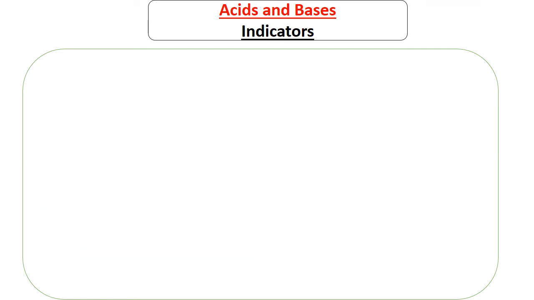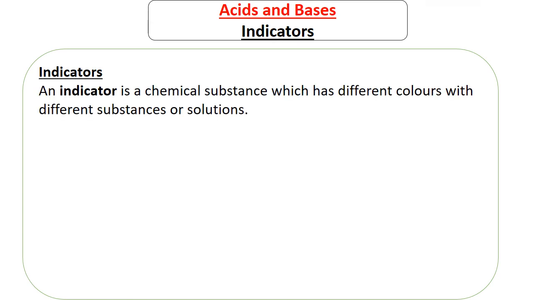Finally, we take a look at indicators. So what is an indicator? An indicator is simply a chemical substance which shows you different colors when you put it in different substances or solutions. Indicators are very important because they help us to have an idea of the nature of the solution, especially in this case, whether it is an acid or a base.